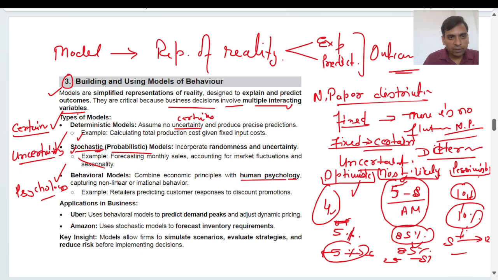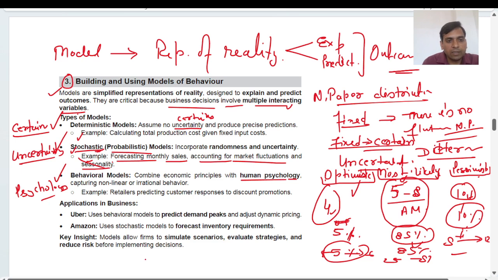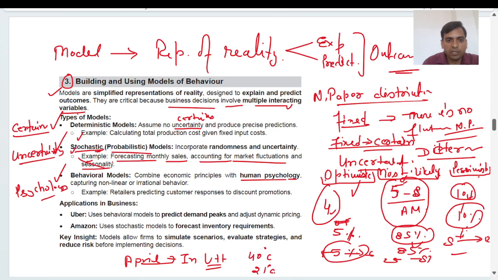And now the behavioral model. We can consider one more example for this case. Forecasting monthly sales, accounting for market fluctuations and seasonality. Just like the current weather, this is the month of April. In Uttarakhand or in some other states of India, sometimes the temperature is 40 degrees Celsius and sometimes the temperature is just 21 degrees Celsius. So there is very high fluctuation, there is very high uncertainty, right?